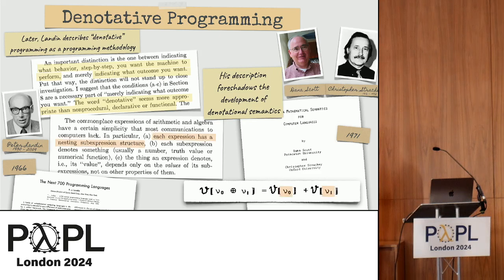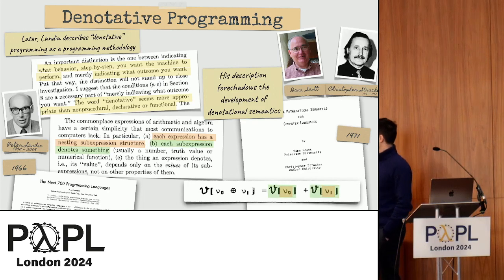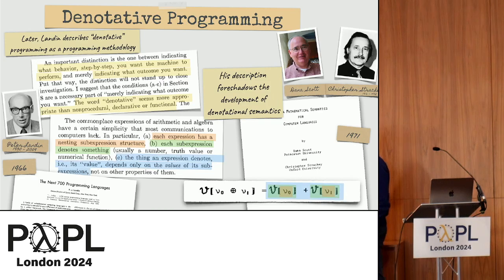And what Landin is saying is that each expression has a nesting sub-expression structure. So this is an expression that we're trying to evaluate. It's v0 plus v1, and we've got some sub-expressions v0 and v1. And then he says each sub-expression denotes something, which we can think of as the denotation of these two subparts. And then finally he talks about the thing that the expression denotes. The value of this whole thing is the combination of these parts over here. So he's, in words, really described almost exactly what Scott and Strachey came up with later on.